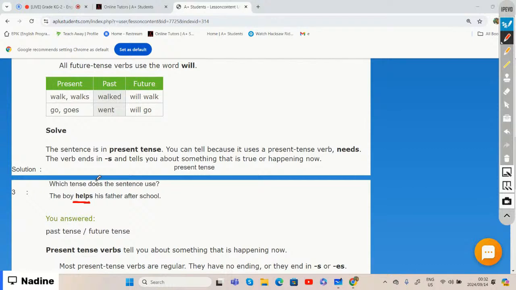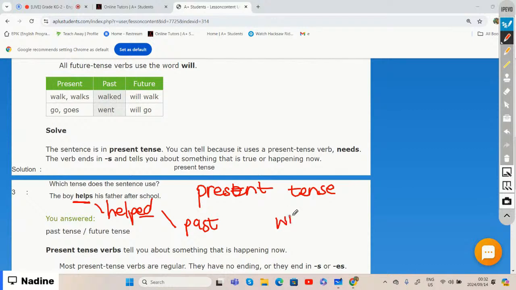And if you look at the word helps, it is something that is happening now. The verb ends with an S, so we can say that is the present tense. It's something that is being done now. If we were to say the boy helped his dad, then that would be the past. And if we say the boy will help, then that will be the future.